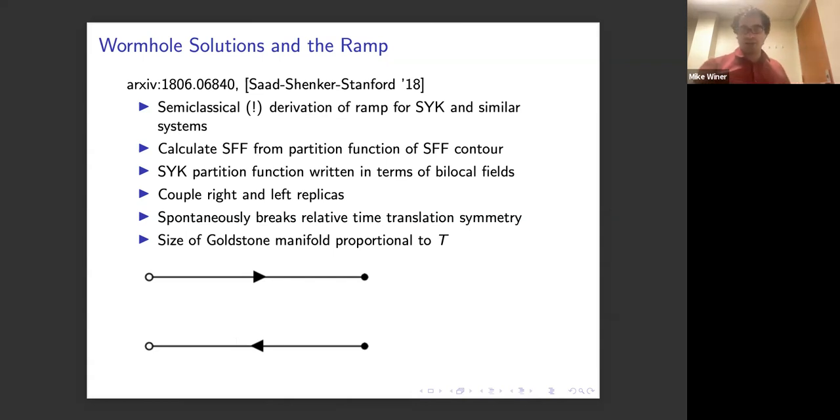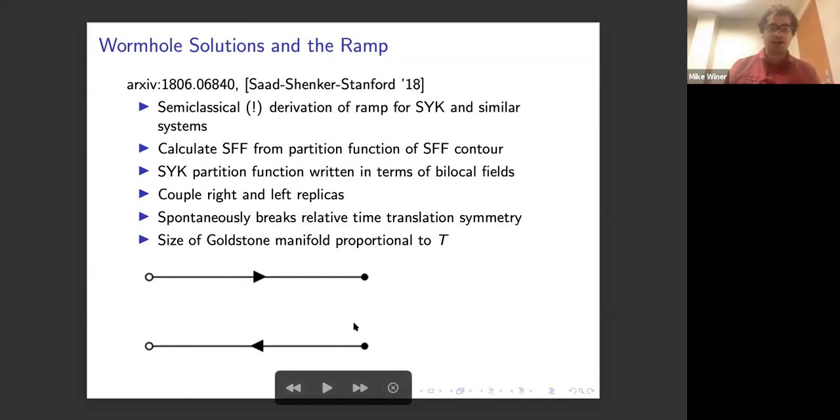And they do their SYK analysis on this circle, and they show there are a few different solutions to the mean field equations. So we start off with two different copies of time translation symmetry, right? We can translate the left or right replica. And they show that one of the solutions, particularly the one that dominates at later times, spontaneously breaks this symmetry.